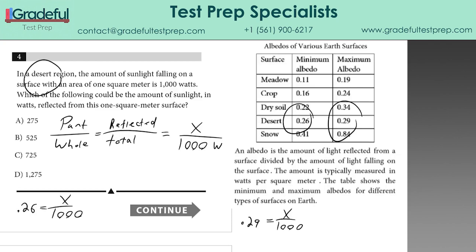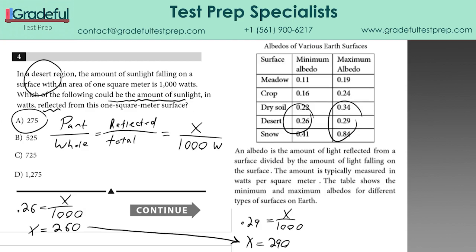So at a minimum, 26% of the light is going to be reflected back, and at a max, 29% is going to be reflected. If you multiply both of those by 1,000, you get 260 for the minimum amount of light being reflected, and you get 290 for the maximum amount of light being reflected. So which of these numbers could be the amount of light being reflected? It's 275 because it's right in the middle between 260 and 290. So the answer for number 4 is A.